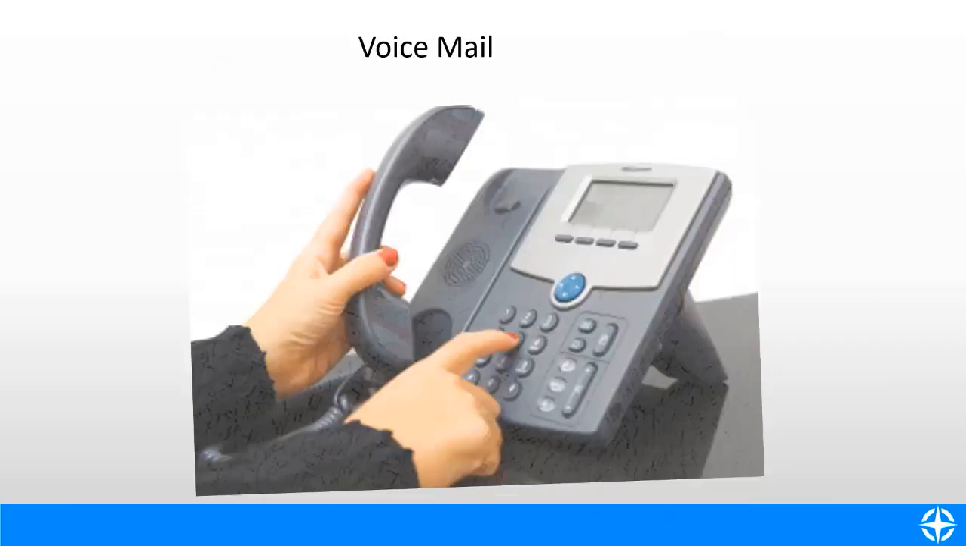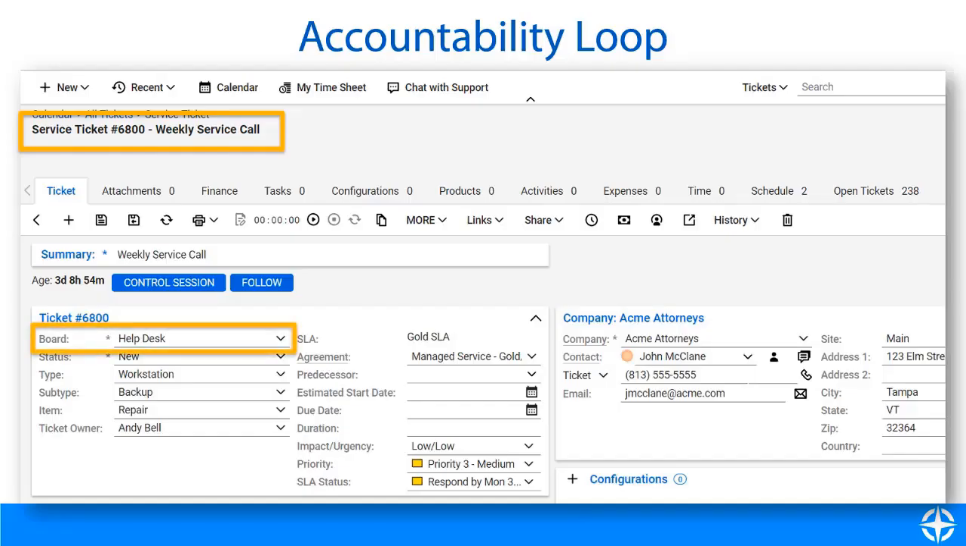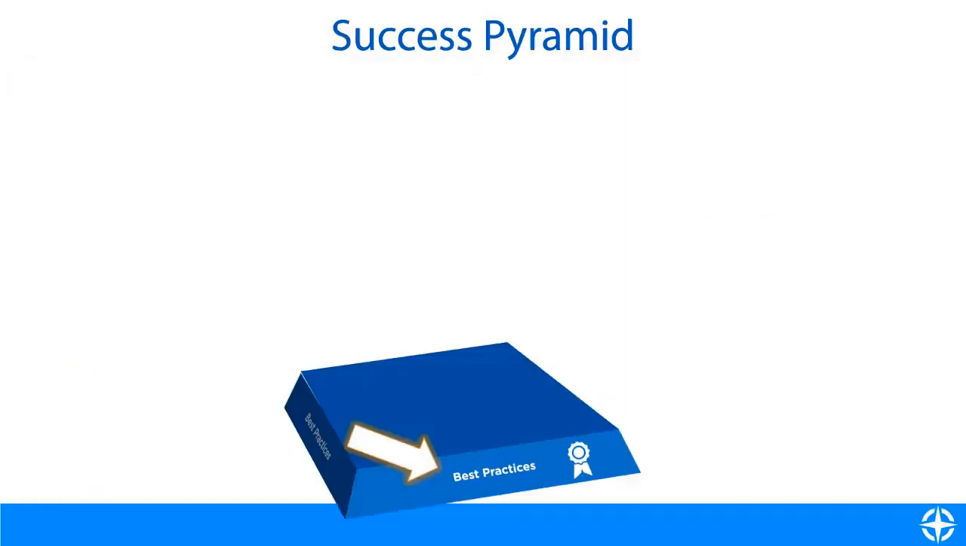If your voicemail system can send an email, it can get converted to a ticket on a board. Your RMM integration, such as Automate, can send an alert to Manage to become a ticket on a board. Once the tickets are on a board, they gain visibility and are easy to find. This helps create the accountability loop. These best practice behaviors are the foundation for your success in ConnectWise Manage.